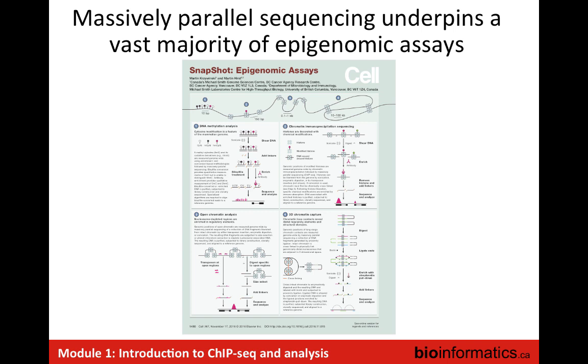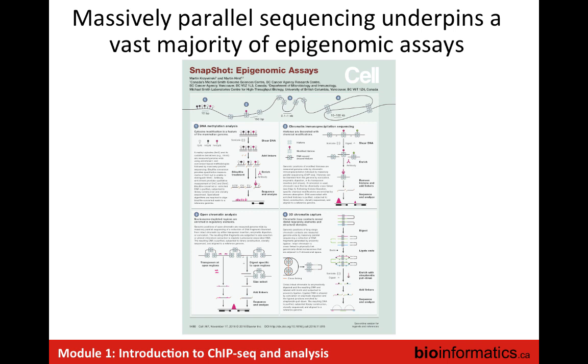As I've already mentioned, the field of epigenomics and epigenetic measurements was really brought to life by massively parallel sequencing. I guess many of you in this room were probably in elementary school when massively parallel sequencing was first developed. But of course, this was revolutionary for those of us who were in the field.